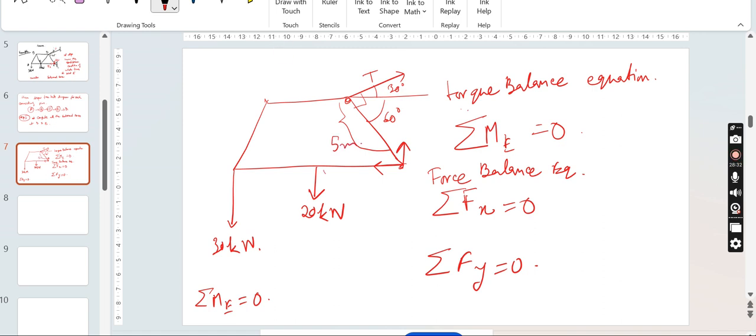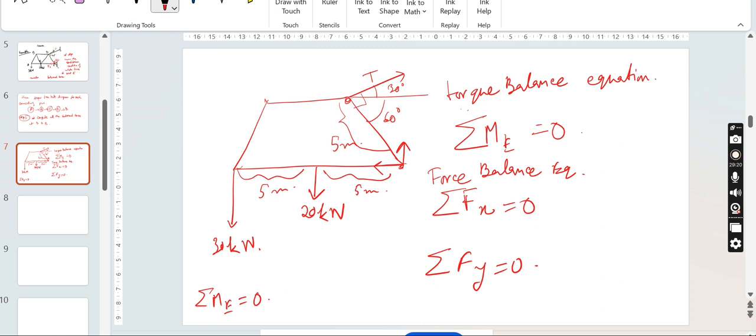This is 5 meters. This is also 5 meters. So these two are in one direction and this is in another direction. The torque equations are actually vector cross products. If we put all these things in vector notation, the direction will be taken care of. I'll show you some examples where we write the torque equation in vector form.